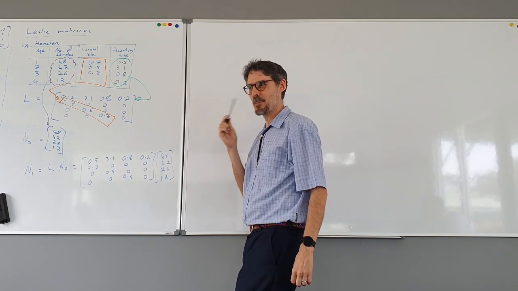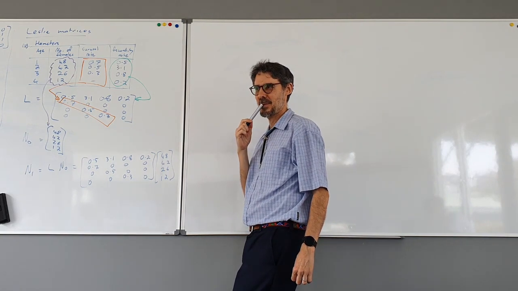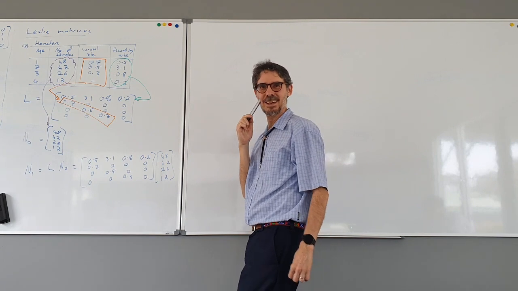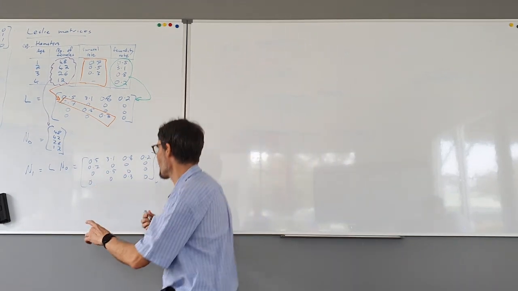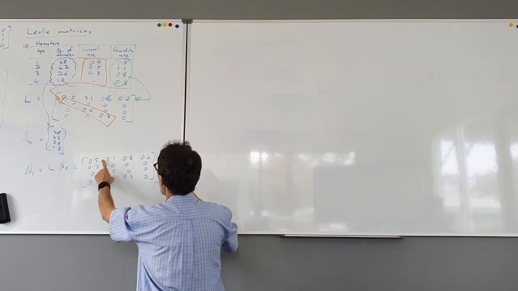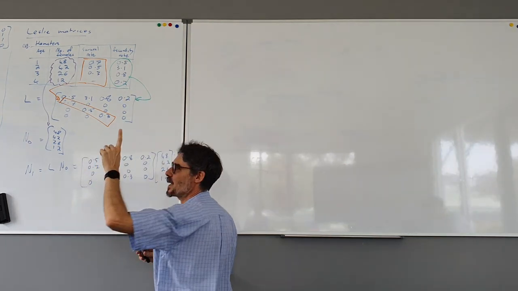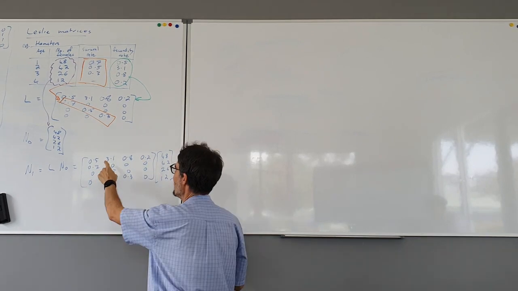So watch what happens when I multiply these two matrices. And I'll make sure you're watching. What happens when I multiply this? Half. This is the fertility rate. How many 1-year-olds do I get the next year?